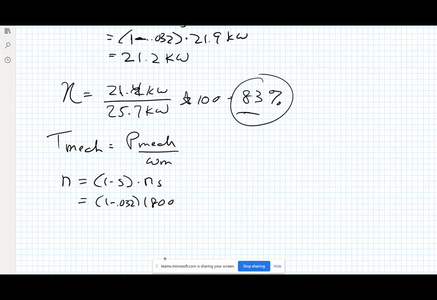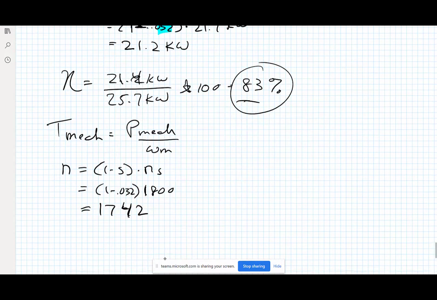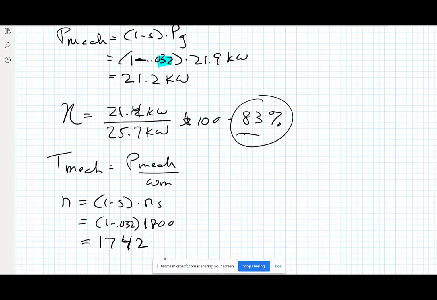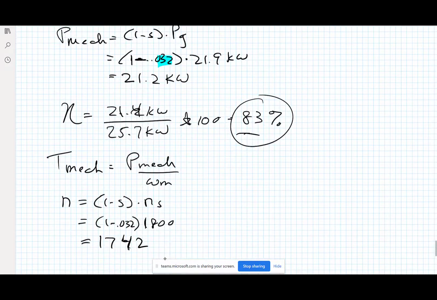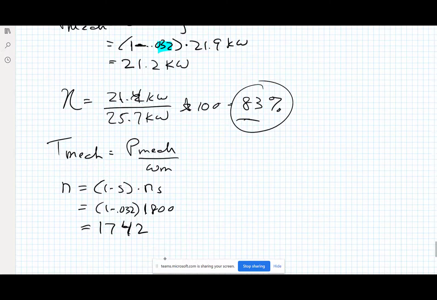But 1 minus 0.032 times 1800 gives me my speed. That's 1742. I think one of the big issues is that the slip that I assumed should be higher than 0.032. That was just kind of an arbitrary number. I don't think I did anything wrong. It was just that the number I picked for slip is a little bit low. Okay, so this is the RPM.